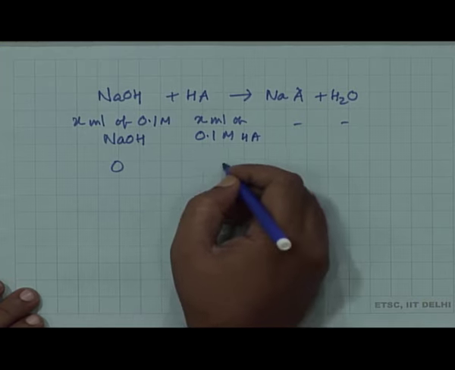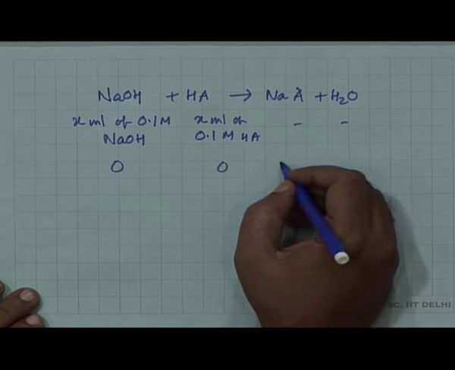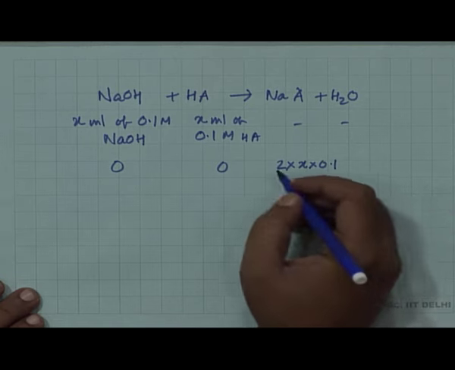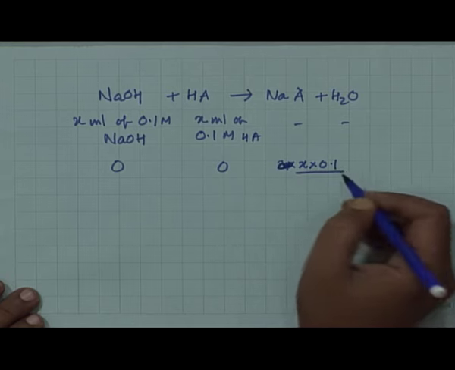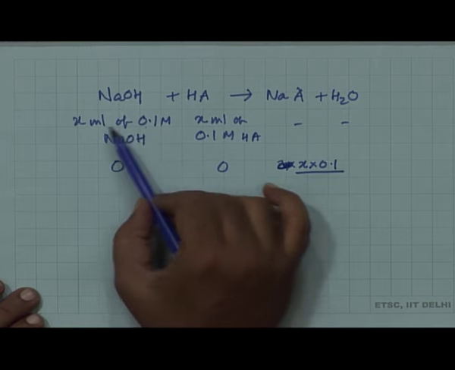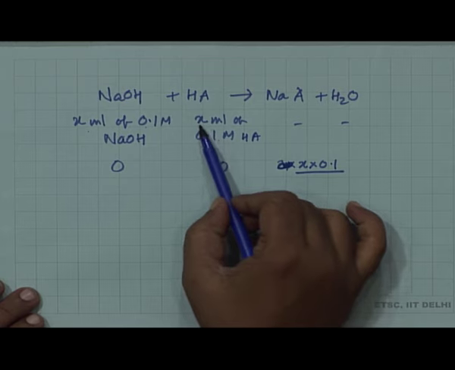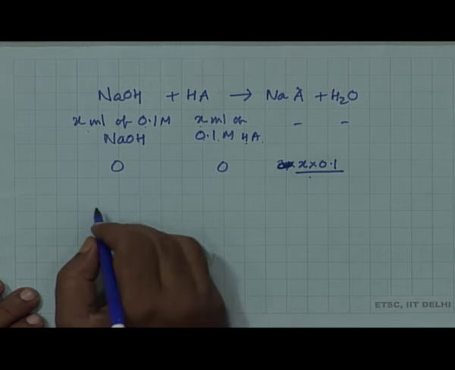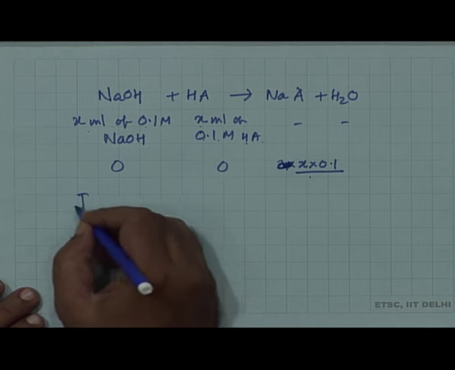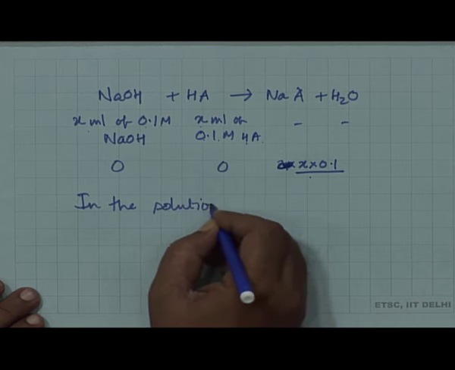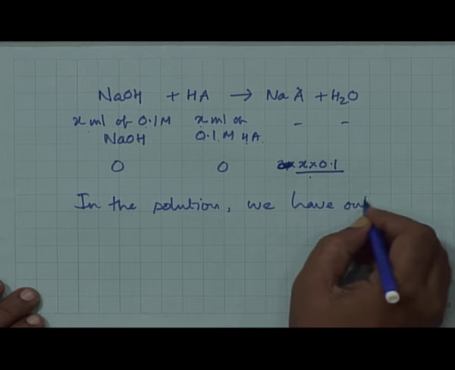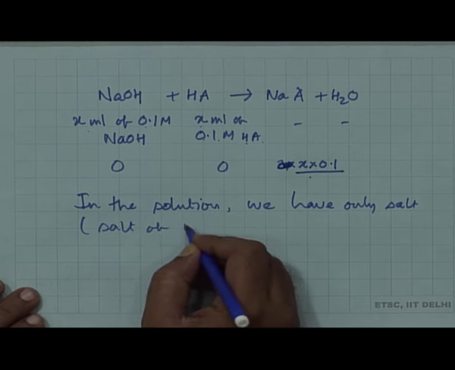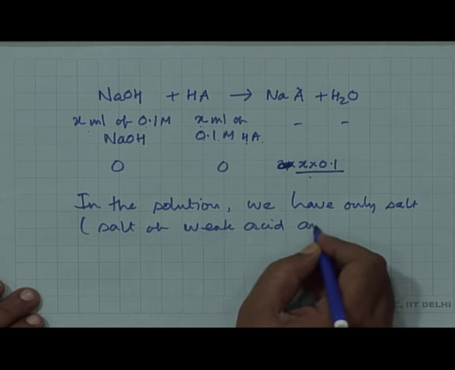So, this will leave 0 and 0, and how many millimoles will we get? 0.1 into x millimole of NaOH reacts with 0.1 x millimole of HA to give you 0.1 x millimole of Na A. So, in the solution we have only salt, which is basically the salt of your weak acid and a strong base.